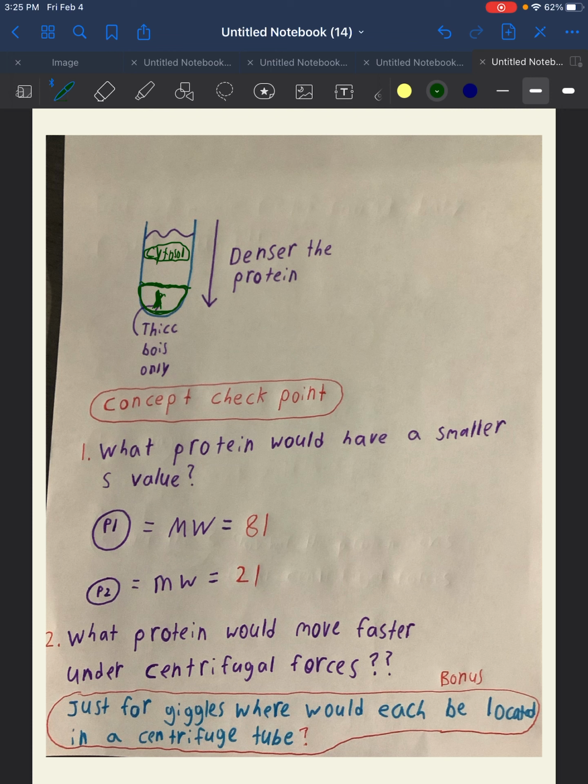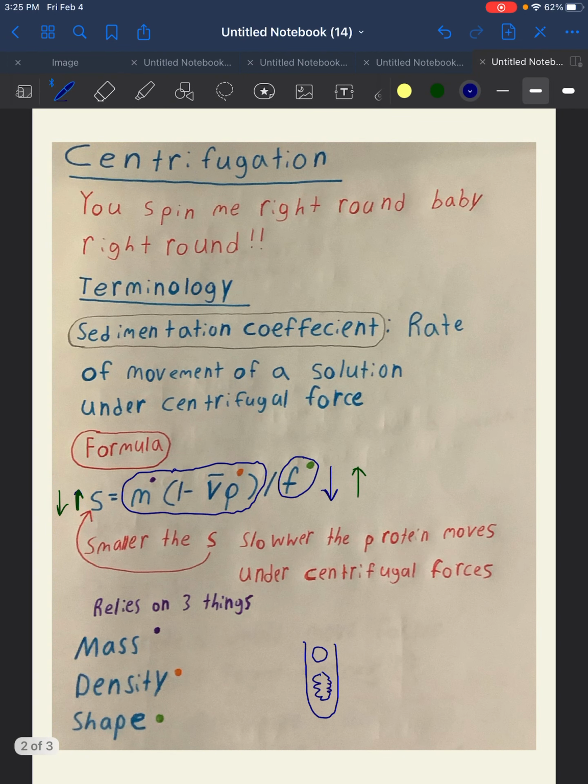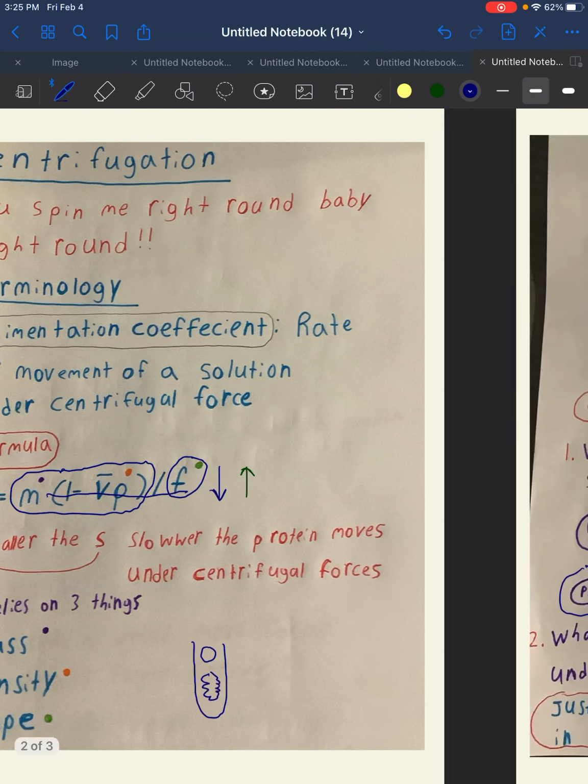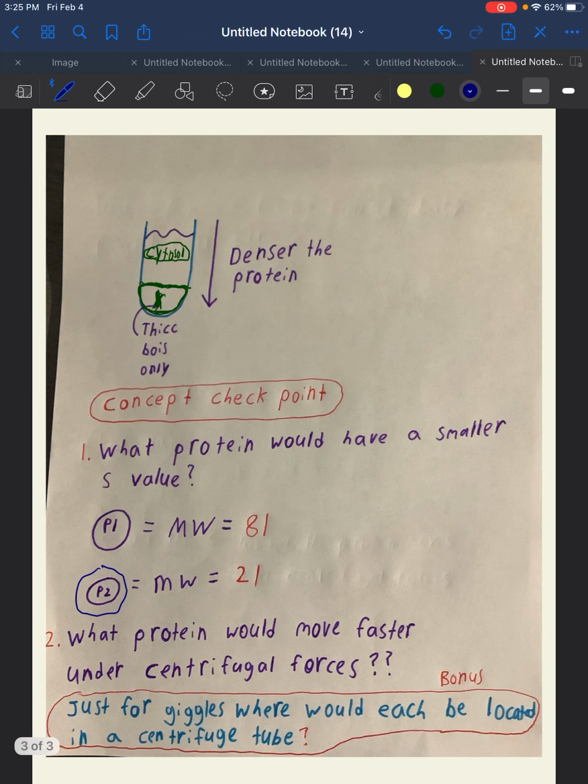So what protein would have a smaller S value? You have one protein with a molecular weight of 81 and one protein with a molecular weight of 21. Well, the one that would have a smaller S value, of course, would be protein 2. And if you go back to the equation, you would understand that, because if you plug that in, the mass is smaller. We can ignore this stuff, and overall we can just know that since the mass is smaller, the sedimentation coefficient would be smaller than protein 1, because protein 1, of course, has a larger mass.